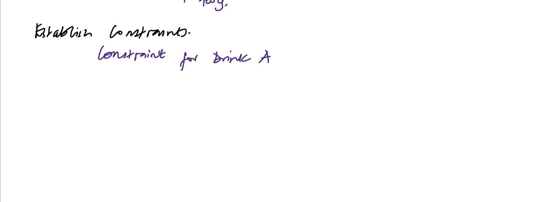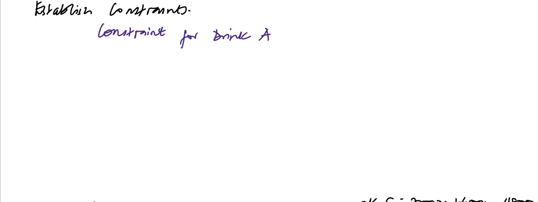So our constraint for A is represented by the equation 3,000x plus 1,000y. This is a minimization problem, so this is greater than or equal to 24,000. Then we have the constraint for drink B.